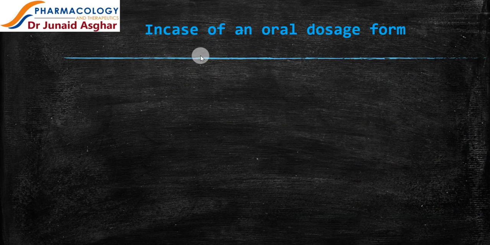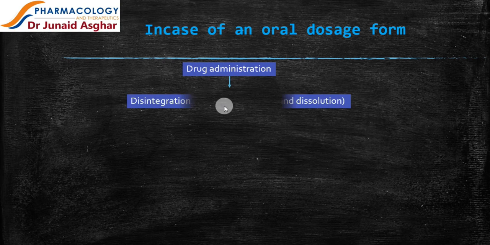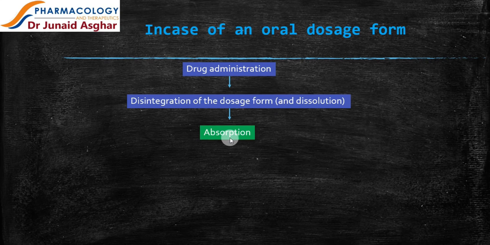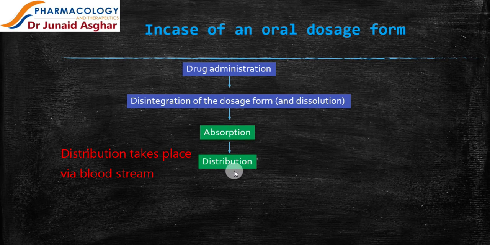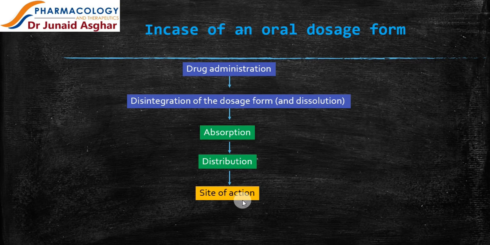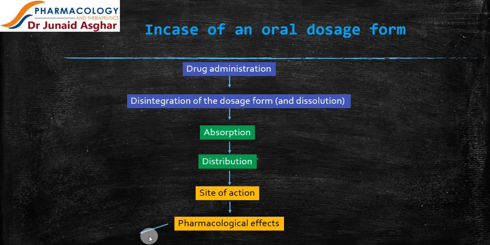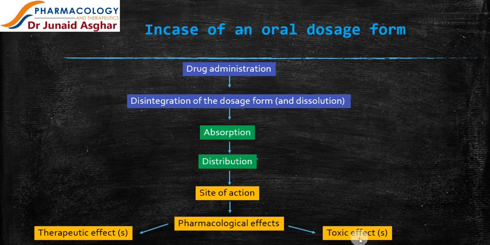Now let's see what happens to a drug when it is delivered into the body by oral route. The drug is administered via oral route. It is disintegrated and then dissolved. The absorption takes place either from stomach or small intestine. The distribution of the drug takes place by the circulatory system or the bloodstream. The drug reaches the target site or the site of action, and it produces the pharmacological effect, which could be either a therapeutic effect or a toxic effect or side effect.